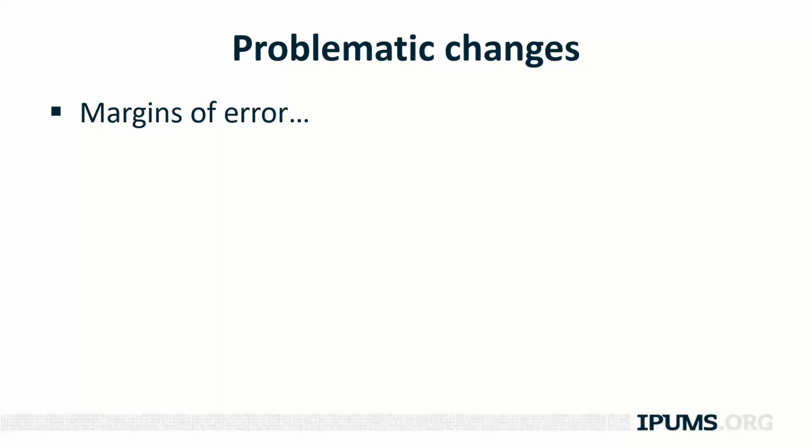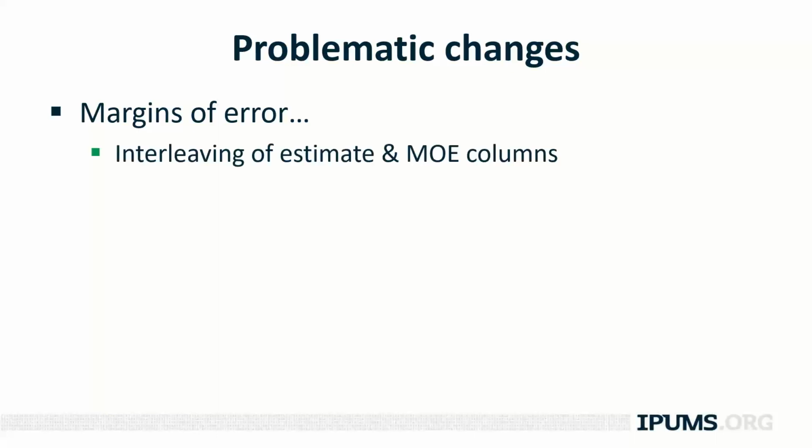So, the feedback we wanted to provide is on some changes that caused us more problems than the previous format. The new way of handling margins of error is a bit of a problem for us. Now, the new summary file format interleaves the estimates and margins of error columns. So for each estimate, you'll have a column, and then immediately a margin of error column, and then the next estimate, and then the next margin of error column.